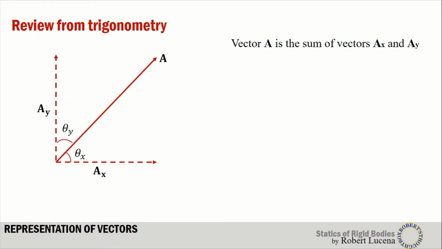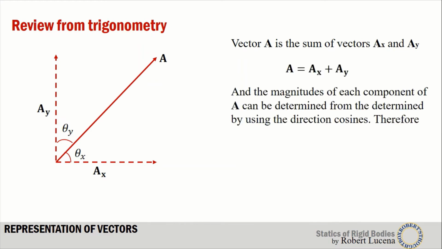Okay, so let's try to review our trigonometry. From here, we can say that vector A is the sum of vectors Ax and Ay. So we have A equals Ax plus Ay. The magnitude of each component of A can be determined by using direction cosines. So this is why we use cosine. If you have the value of theta x and the value of A, you can get Ax. And also if you have the value of A and theta y, you can get Ay.